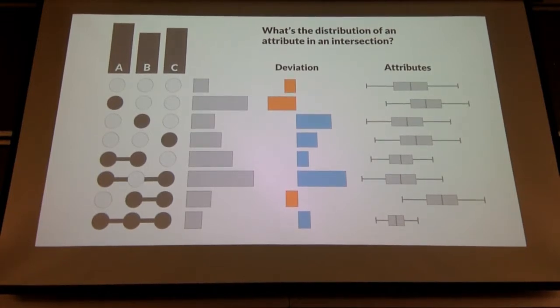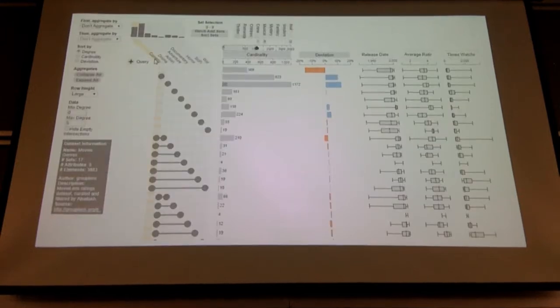We can plot that with, for example, box plots here. And this is where I talked about box plots versus violin plots, where sometimes you want to use box plots because they're very compact. And that's one of those cases because we're drawing a lot of box plots. So here's an actual demo of this tool.